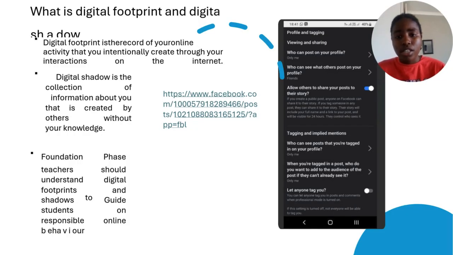This is information that is created without your knowledge. Here we have a screenshot of how I use AI or how I use social media in a responsible way. There's also a link. It is very important for foundation phase teachers to use AI in a responsible way, and it is also important for them to know what digital footprint and digital shadow are, so that they can guide or teach learners responsible ways to use AI.